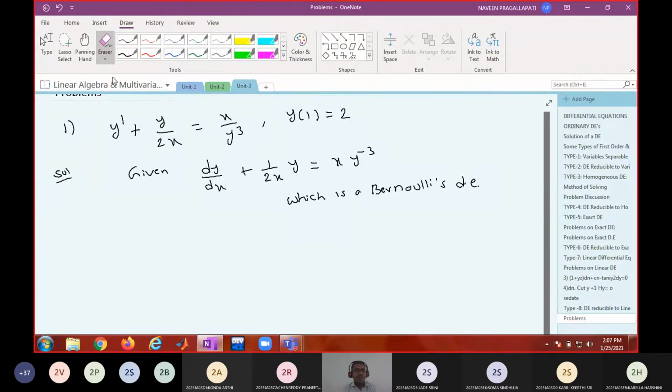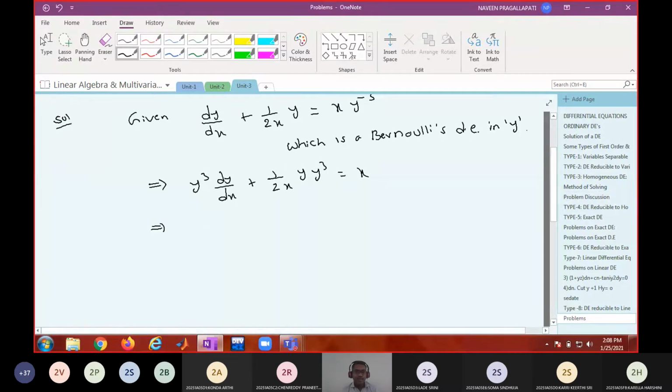Because it is a Bernoulli's differential equation in the dependent variable y, what is the procedure? On the right hand side we want to see purely a function of x, so I don't want to see this y power minus 3. For that, multiply both sides with y power 3. Am I right? So y^3 dy/dx + (1/2x) y^4 = x.